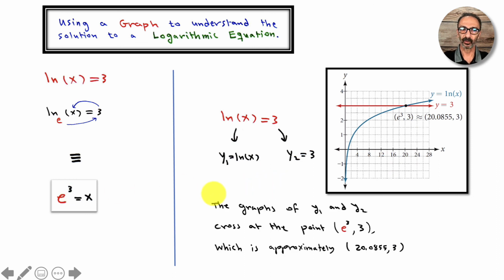So the graphs of y1 and y2 cross at the point e to the third and its output, which is 3, which is approximately what I just said a second ago. That should do it, and I'll see you in the next one.